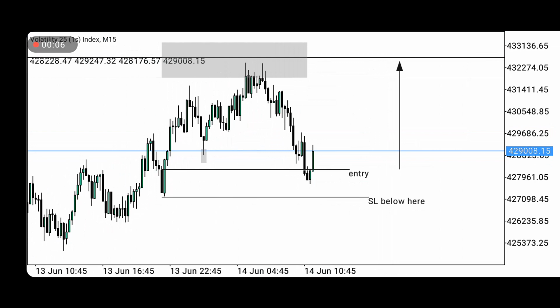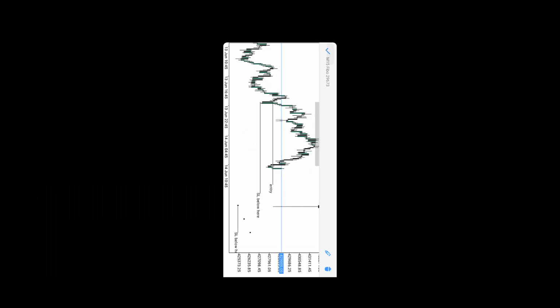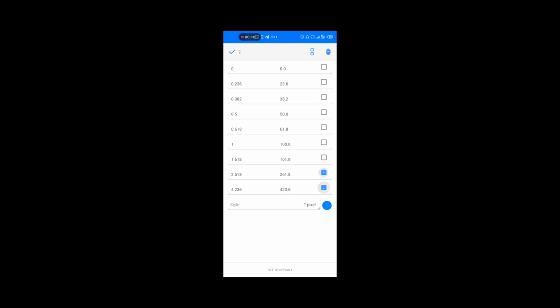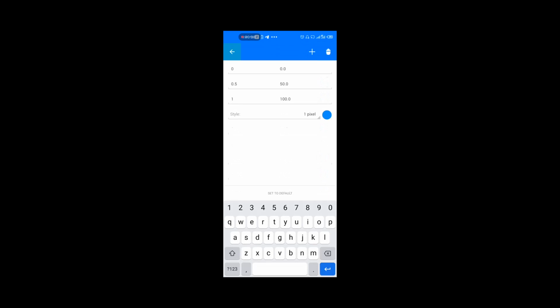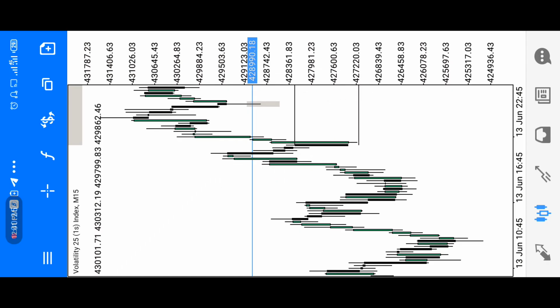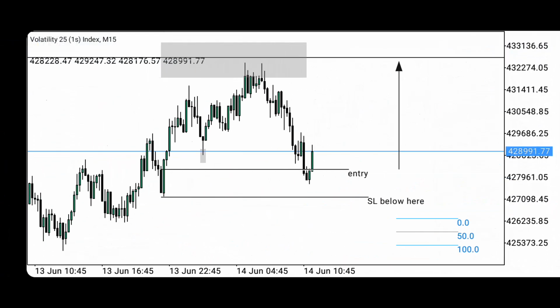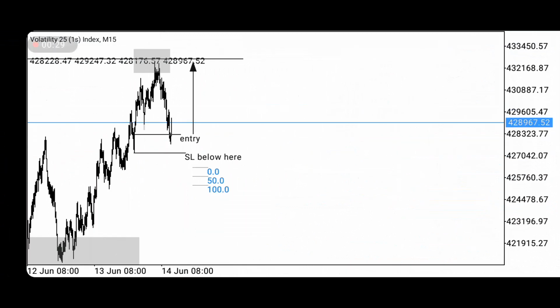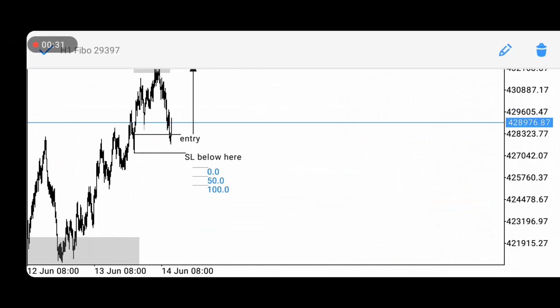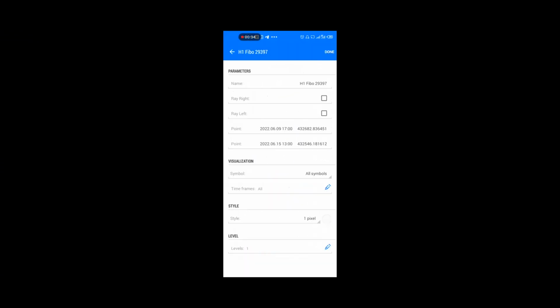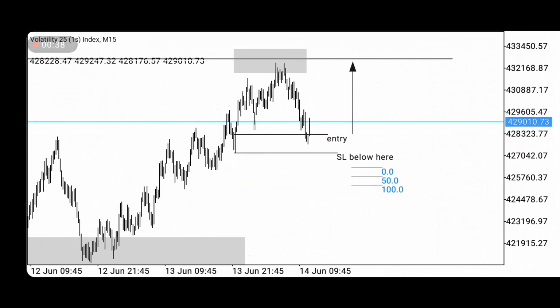So I would like to use the Fibonacci retracement to show us that price is currently at a discount. So I'm trying to modify my fib, just leaving only the 50% retracement and 0 and 100. These are the three important levels that I consider when using fib to check premium and discount. So 50%: anything below 50% is discount, anything above 50% is premium.